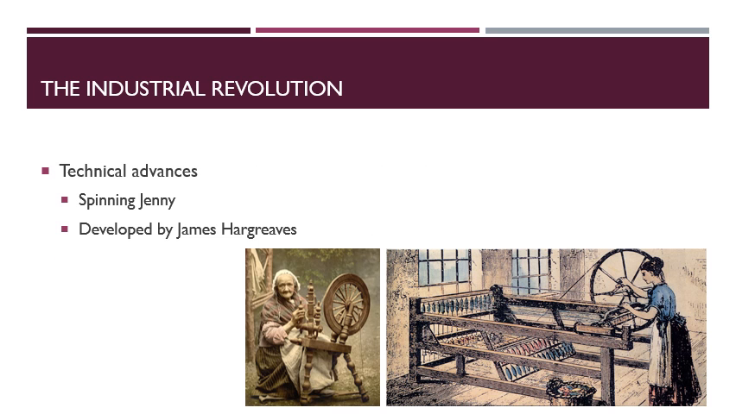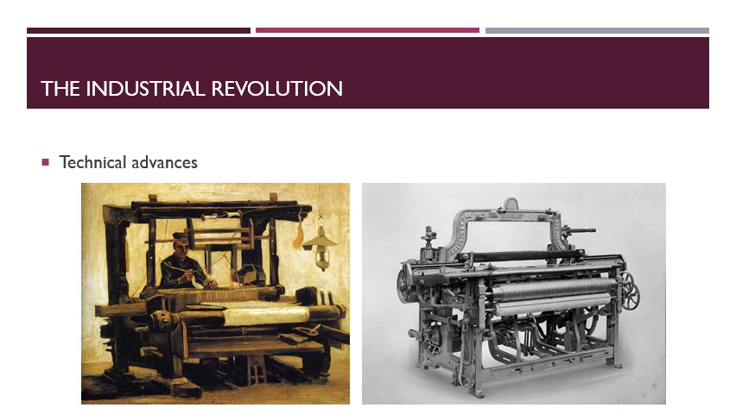The first technical advance that we're interested in was developed by a gentleman by the name of James Hargreaves. It's called the spinning jenny. The spinning jenny allowed the machine to produce an equivalent amount of thread that 9 individual people could. The technical advances brought a great increase in productivity.